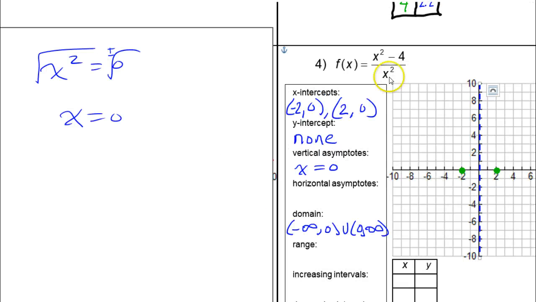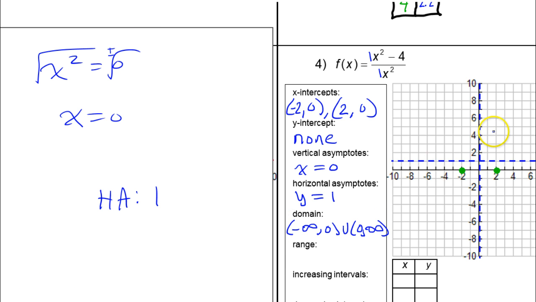So the degrees are the same, so therefore it's going to be a over c, leading coefficients. The leading coefficients are 1 and 1. So that's why the horizontal asymptote is 1, because 1 over 1 is 1. So we should have a horizontal asymptote here at y equals 1. Notice, put y equals 1. Don't just put 1. Don't put HA 1. It's got to be y equals 1 or you're losing points.